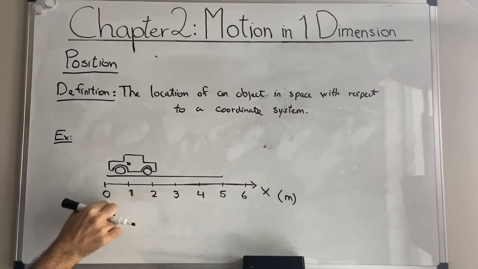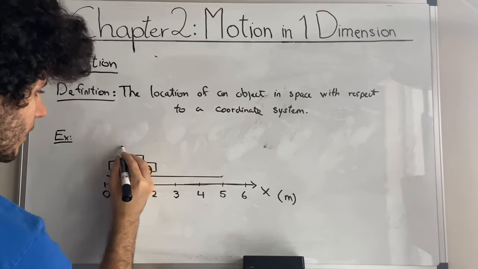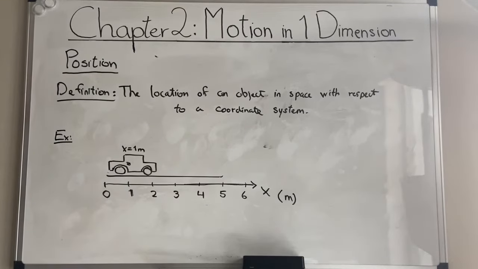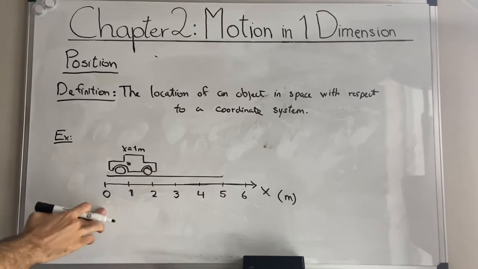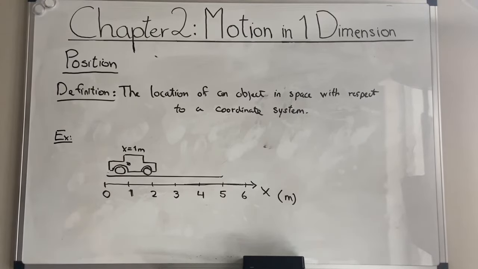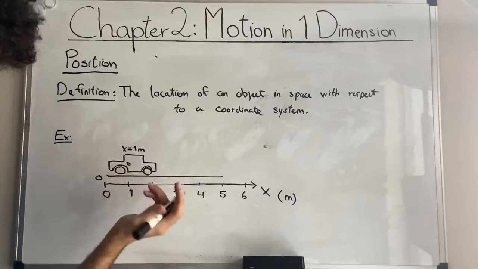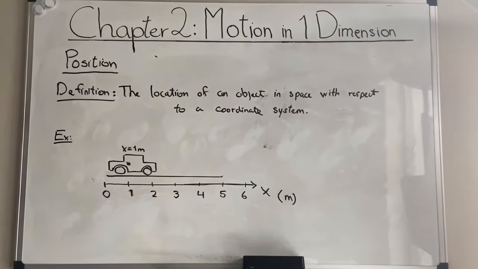Well, if we consider this to be x equals zero, then the car is actually at 1 meter away from the zero. And that's basically how we determine the distance between two things. Let's say that there's something else over here, like a ball. Well, then it's 1 meter away from the ball. Okay, that's a little bit irrelevant.